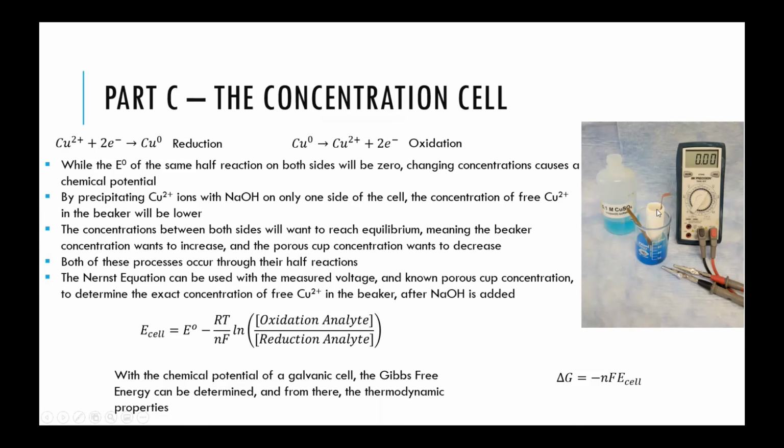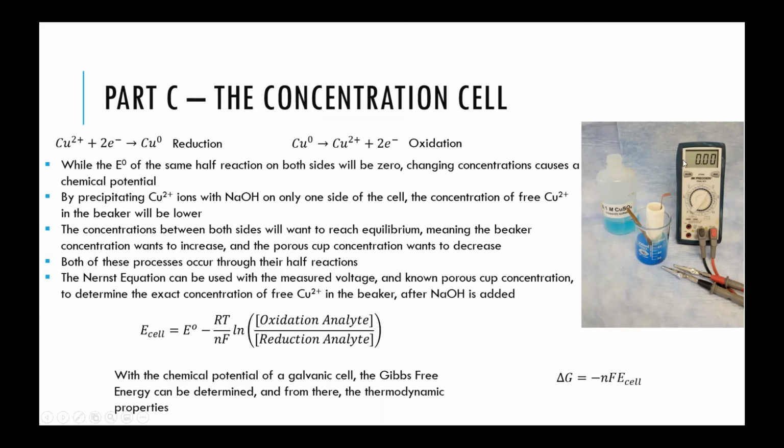Inside the cup, the concentration is higher than what's inside the beaker. So in theory, it would want to be lowered to maintain that equilibrium, to make sure that eventually the concentrations are the same. So that starting concentration will want to go down and reduce to copper metal. That 0.1 molar solution would be the denominator in the Nernst equation, the reduction analyte.